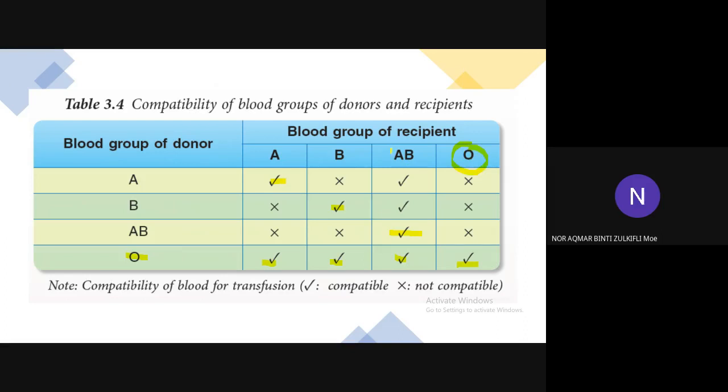Okay. But AB is a universal recipient. They can receive all types of blood, but once they need to donate blood, they only can donate to AB only. Okay. The other blood groups they cannot donate. Okay.